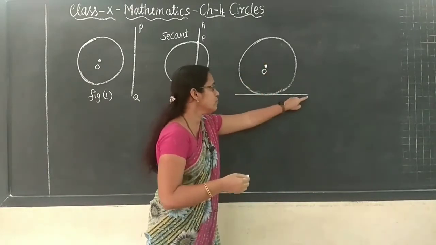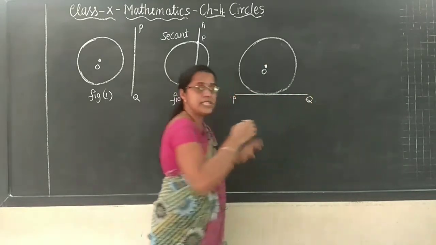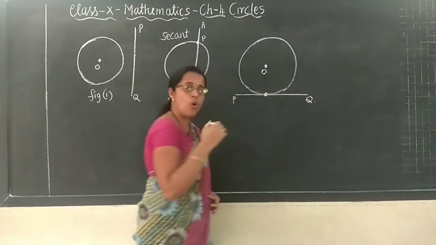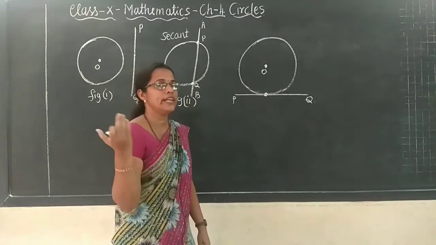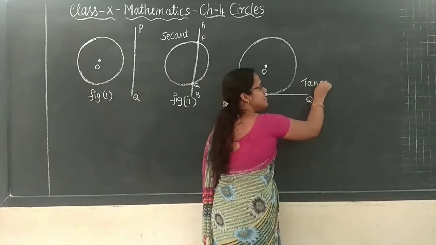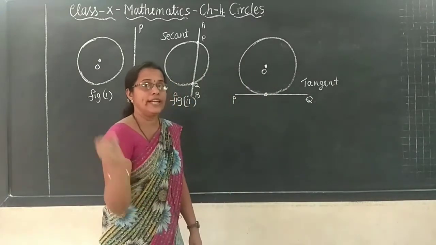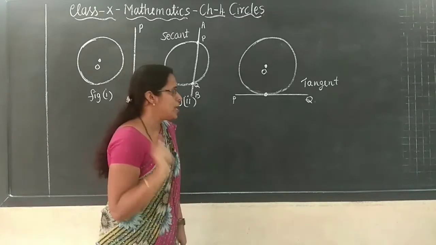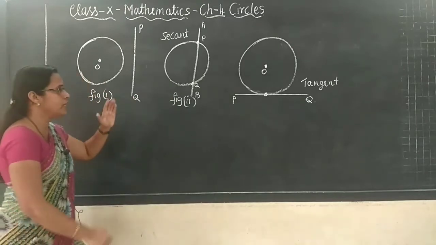Now, the third figure, if I take it with respect to the center, this line touches the circle. PQ touches the circle at only 1 point. Then it is called a tangent. Already constructed in your previous lesson, right, children? A tangent touches the circle at only 1 point, or intersects the circle at only 1 point. Is it okay, children? So like this, 3 figures are there.